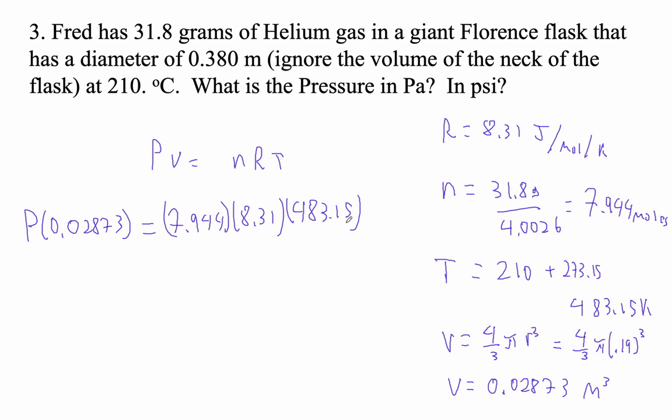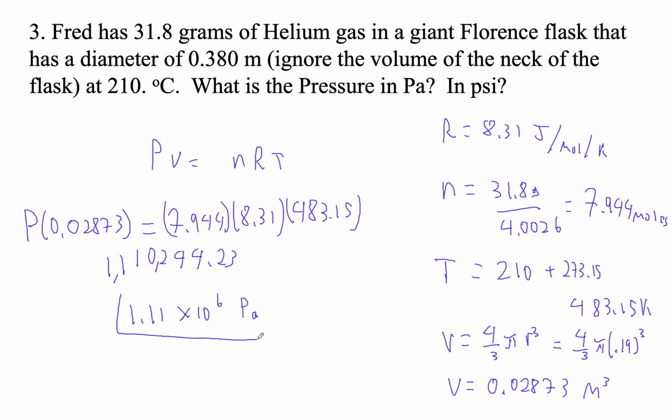All right, we can do this. Let's see, 7.944. I'm going to grab that number times 8.31. I'm using the numbers in my calculator without rounding them, so if you get a different answer, that's why. Then I'm going to divide by the volume I just got, which our TI calculator gives me as 1110244.23. So that's 1.11 times 10 to the 6th pascals.